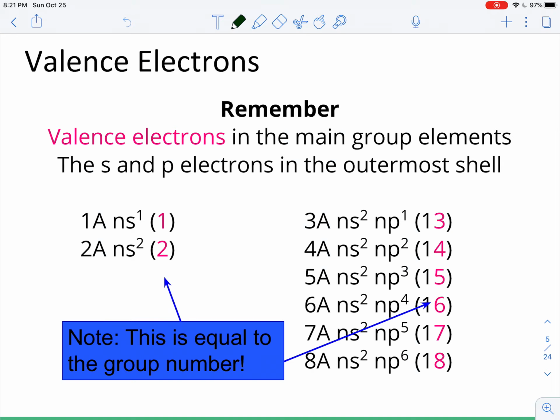Okay, so that's exactly what this slide is showing us. All of the elements in group 1 have a configuration that ends in S1. All of the elements in group 2 have a configuration that ends in S2. That's where those 2 valence electrons come from. In group 13, all of the elements end in S2, P1. The total there is 3, right? S2, P2, total there is 4, and so on. So you can see how we get that valence number of electrons.